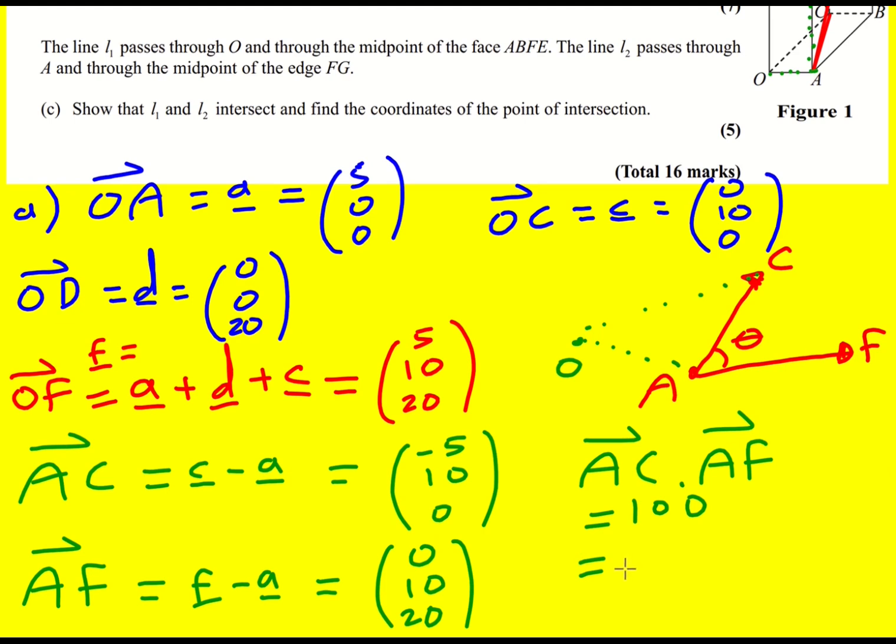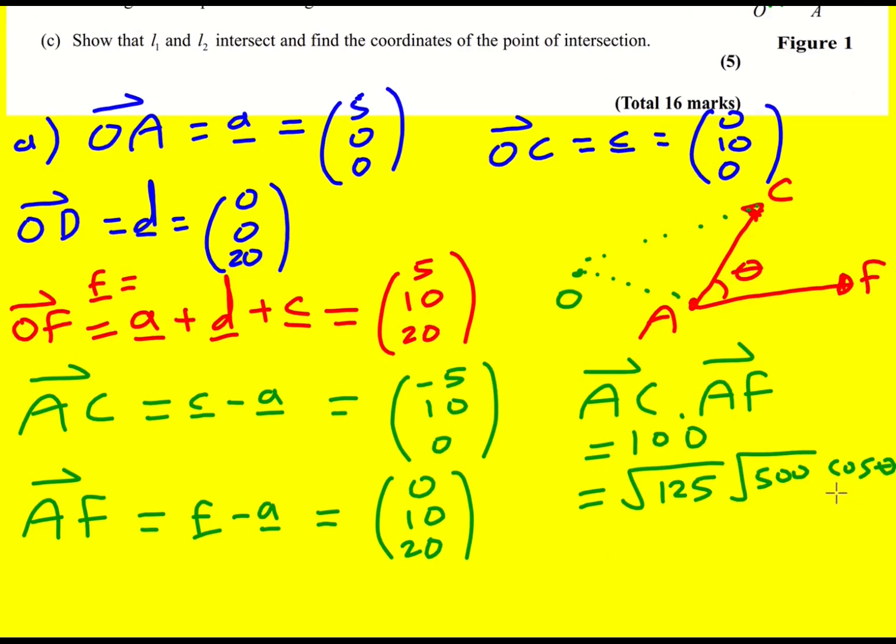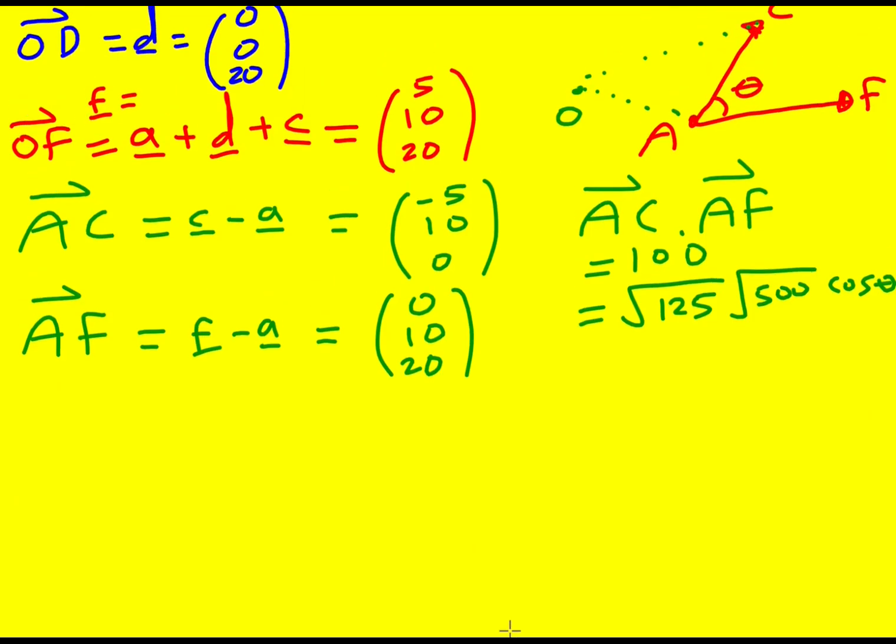But it's also going to be the magnitudes multiplied together, which will give me root 125 times root 500, because it's 400 plus 100, times cos theta. Now we just need to think about how we can simplify that. So 100 is going to equal, right, let's simplify the thirds. So this 25 goes into this 5 times. So it's going to be 5 root 5.